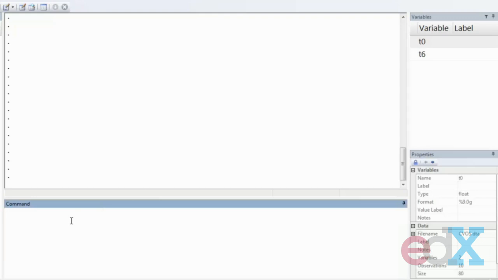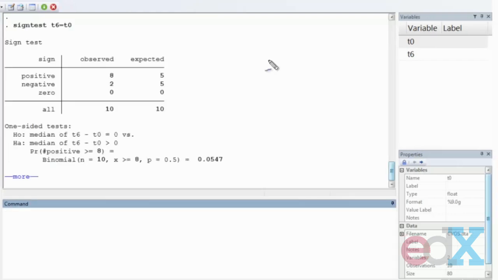Now the sign test command is very simple to remember. It's just signtest. So type in the following command: signtest T6 = T0. Now let's look at the output. The first thing that Stata gives us is a table of the positive signs and negative signs. Notice that we observed 8 positive signs and 2 negative signs. The 0 category simply counts the number of ties, since if a difference is 0, it's neither positive nor negative.